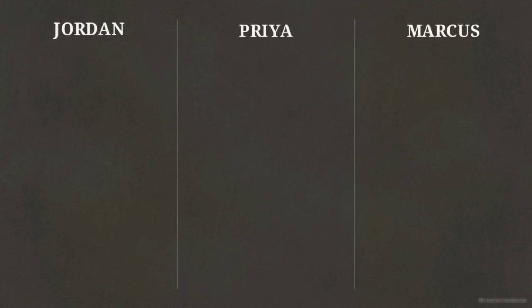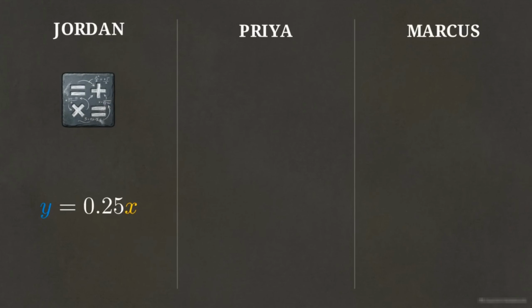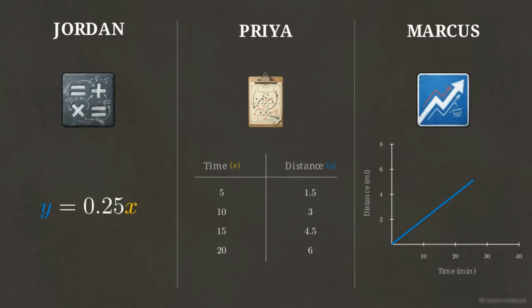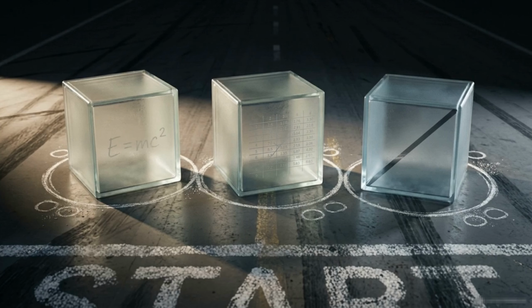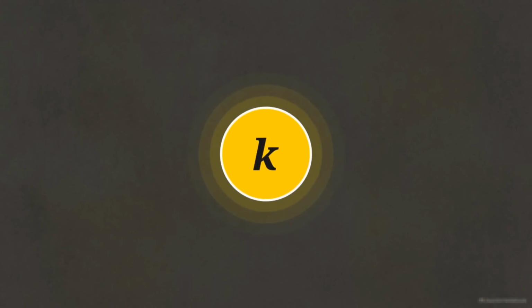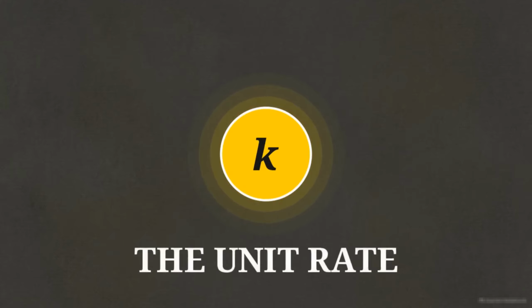Jordan's speed is tracked as a pure mathematical equation, y equals 0.25x. Priya's data is dropping into rows and columns on a table, tracking her distance over time. And Marcus's speed is plotted out as a single angled line on a coordinate graph. To find out who is actually the fastest, we have to look past the packaging. We need to unwrap all three of these formats and translate them into one shared comparable number, the unit rate.